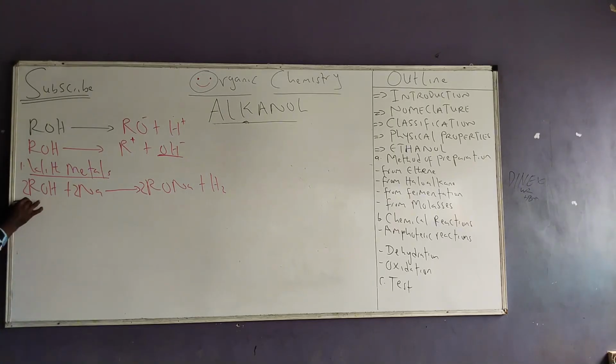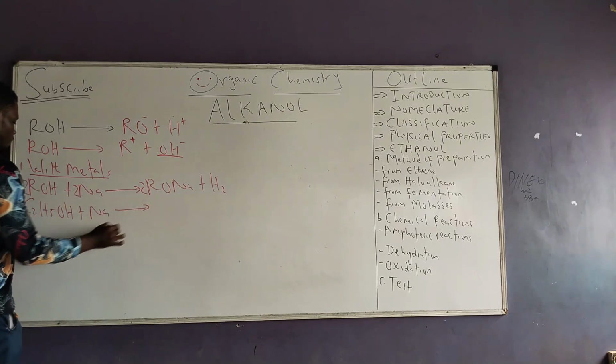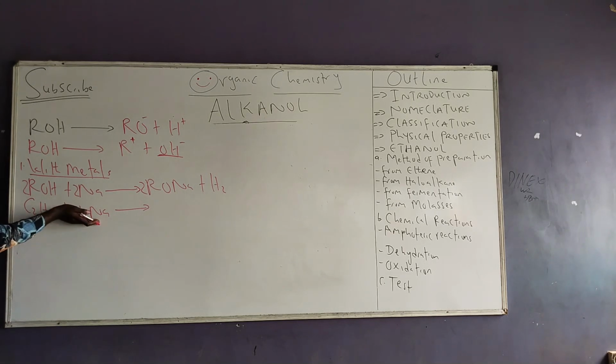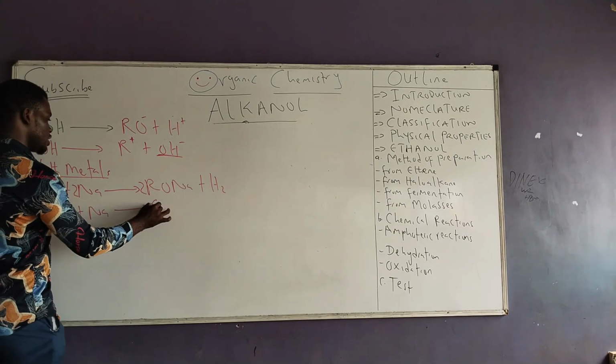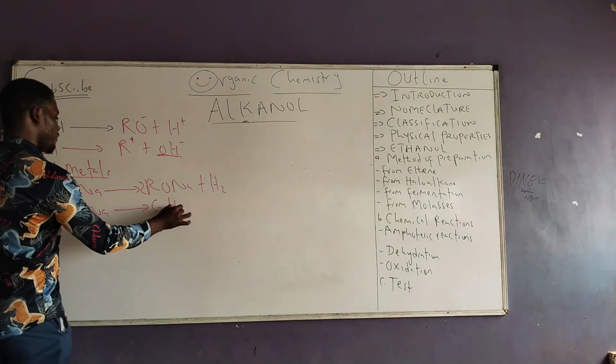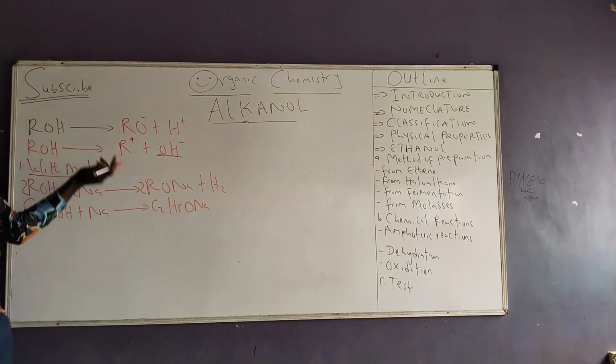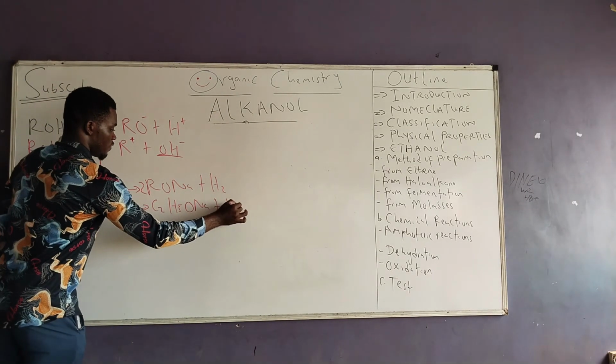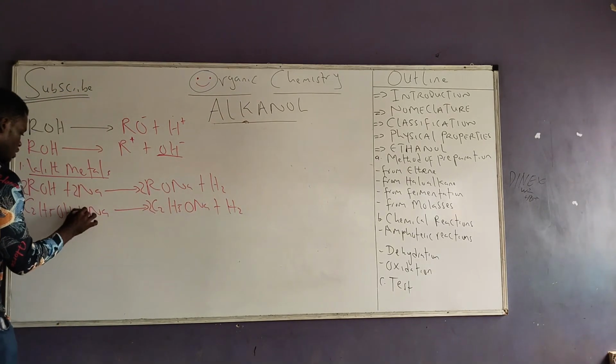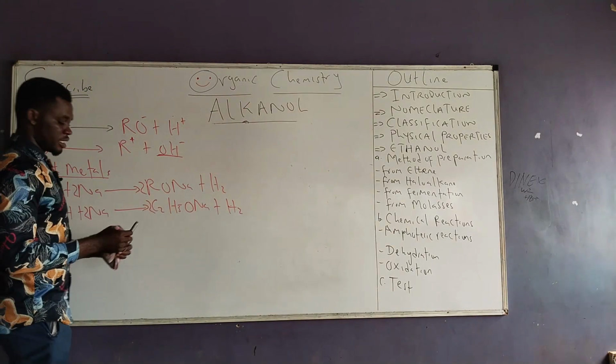So ethanol, for instance, this is C2H5OH. If you react it with a very electropositive metal like sodium and potassium, what does it form? Na will replace the position of this hydrogen. What do I have? We have C2H5ONa. Then remove this hydrogen. What do I have? H2, giving off as hydrogen gas. This is 2, this is 2, this is 2, if we balance the reaction.